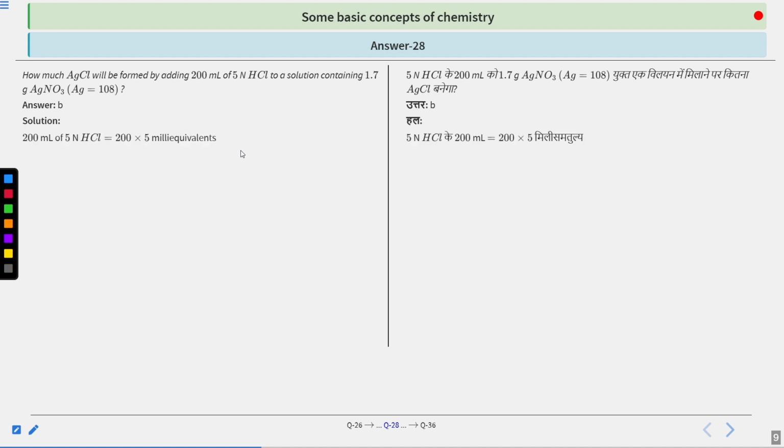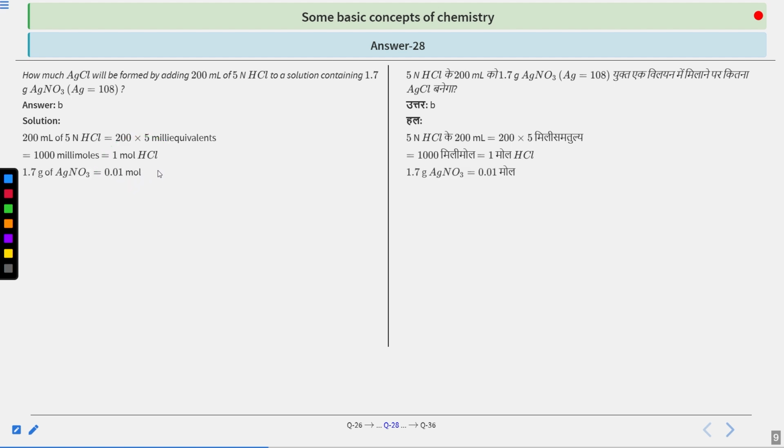First, what we have done is we have calculated the number of milli equivalents of our HCl. Multiply the volume by the normality to get the milli equivalents. This will give you 1000 milli equivalents, that is 1 mole, because 1000 milli is equal to 1 mole.